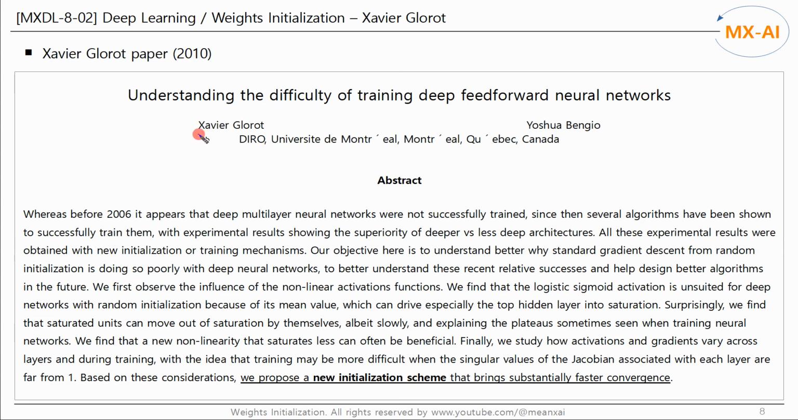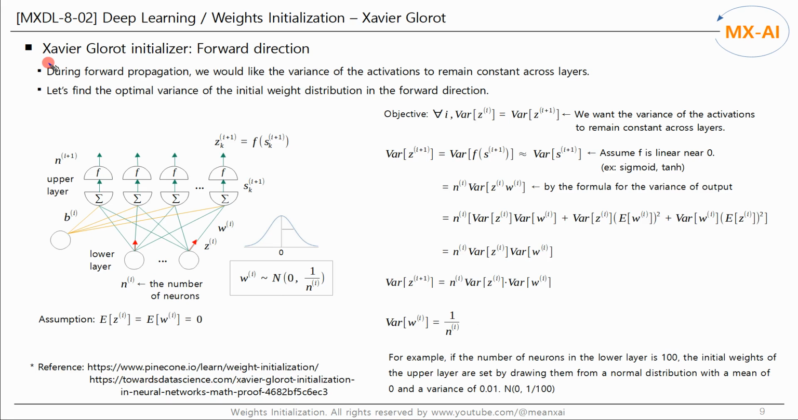In 2010, Xavier Glorot and Yoshua Bengio proposed an efficient way to initialize the weights of a neural network in this paper. They proposed a new initialization scheme that brings substantially faster convergence of neural networks. Now let's go through the method proposed by Xavier Glorot and Yoshua Bengio step by step.